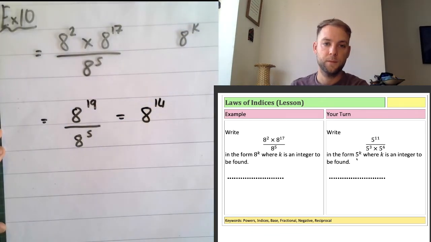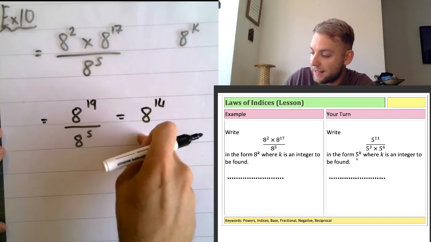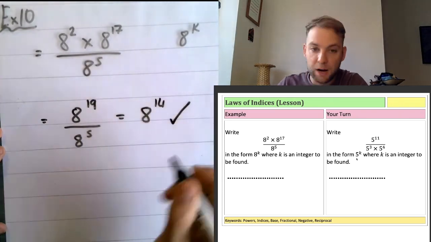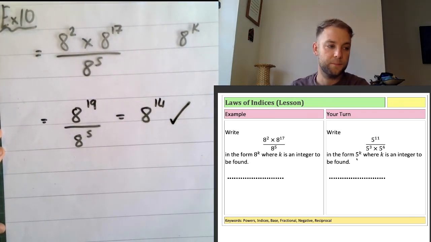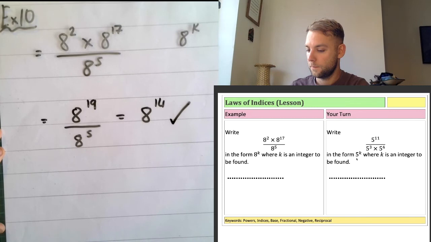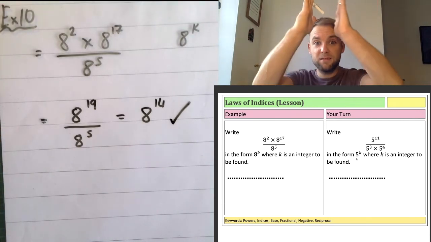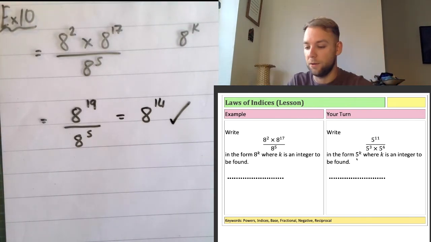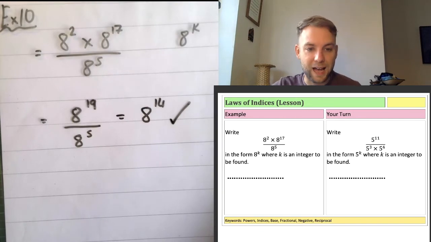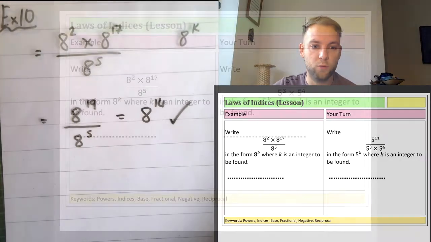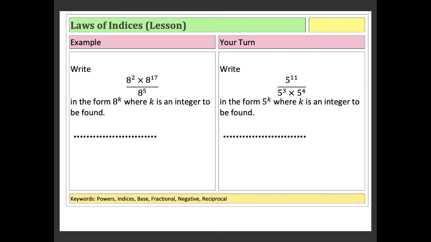Brilliant. Okay, and then I've written it in the form of 8 to the power of k. That is there now. Perfect. Super. And that's that question done. Add, subtract. Nice and easy, as long as you know what you're doing. So, pause now and have a little go at that one on the right-hand side. You'll probably have to do the bottom first. Pause now and have a go at that one.